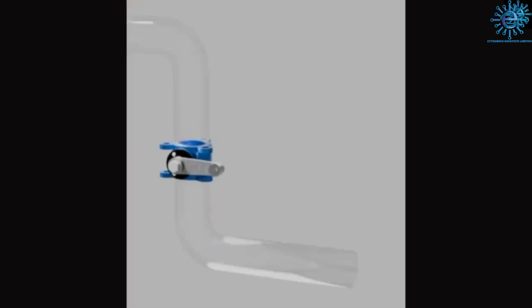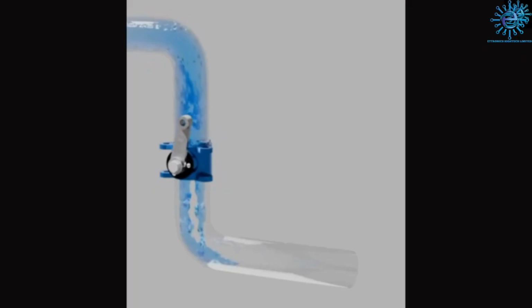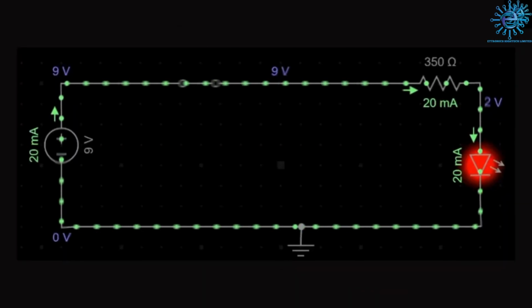Imagine water flowing inside pipes. Water moves from one place to another inside pipes. Electricity behaves in a similar way, but instead of pipes, electricity moves through wires.